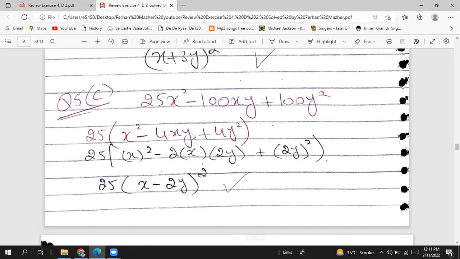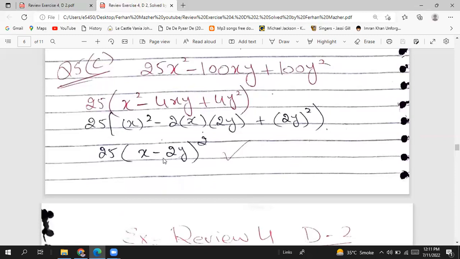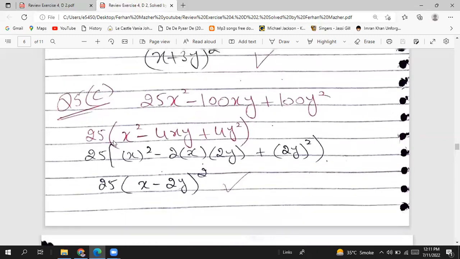Because these are two perfect squares, I can write x square. This can be written as 2y square, and in the middle I have written minus 2 into first term into second term, minus 2 into x into 2y. So this becomes 4xy, which is exactly this, so it's good. So now this is a square minus 2ab plus b square, and that equals a minus b whole square. So it will be x minus 2y whole square. So this is how I have factorized it with the identity.